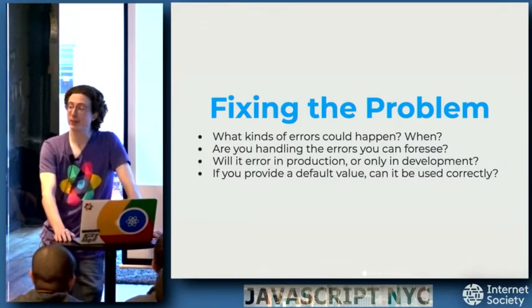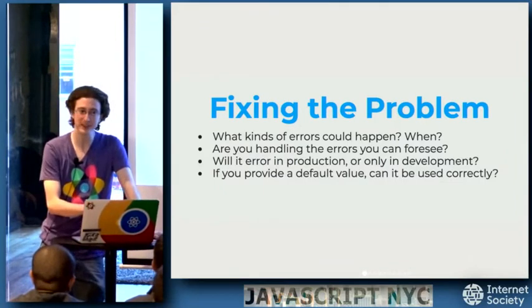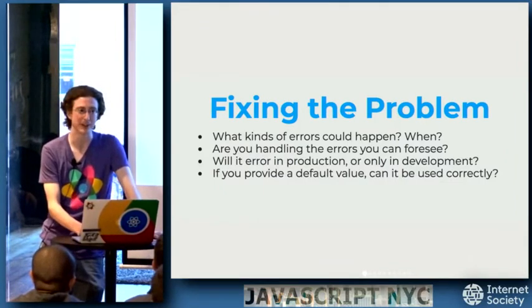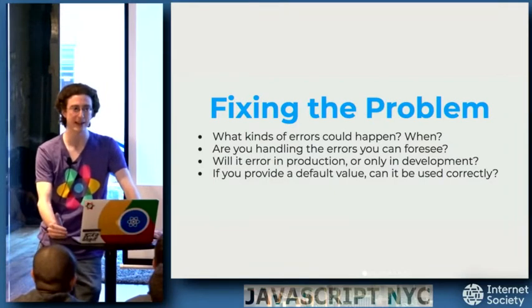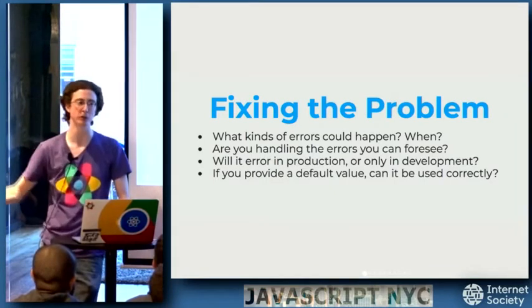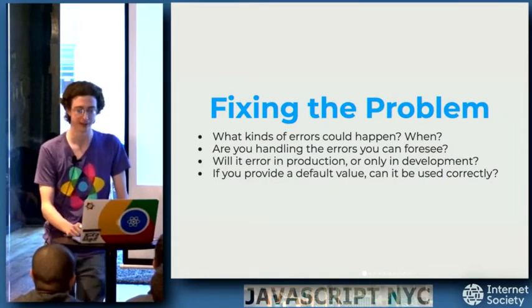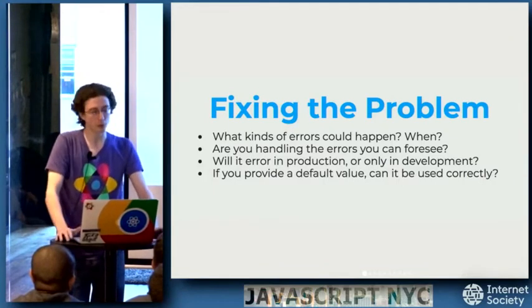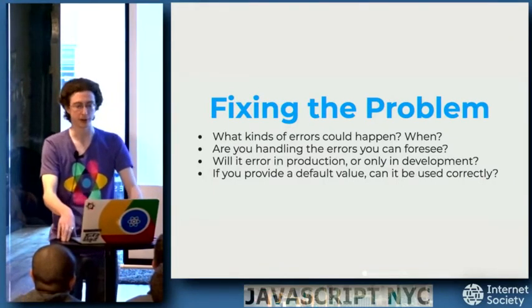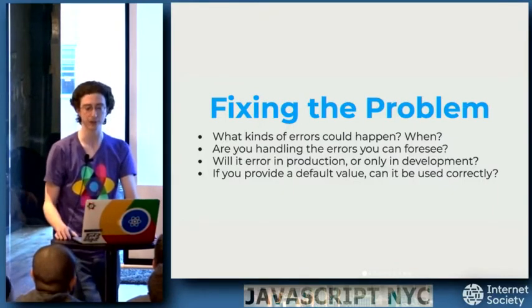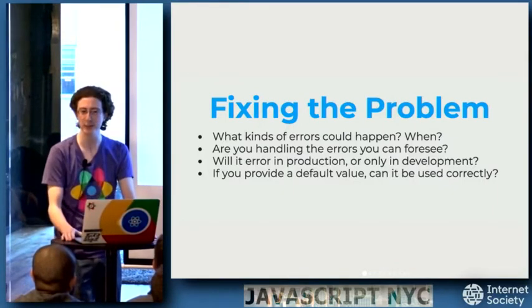And if you provide a default value, can you actually use it, or are you just putting a log on your trailer? Is it just going to keep on trucking until at some point it breaks catastrophically, and now you have an error very far removed from when you actually introduced it? And these are really questions that you absolutely should be considering every time you write code. If you don't have time to ask yourself these questions, do you have time to handle the bugs that are going to pop up?